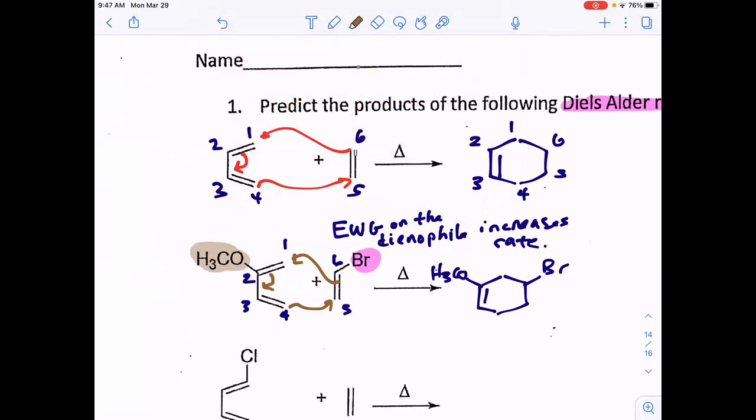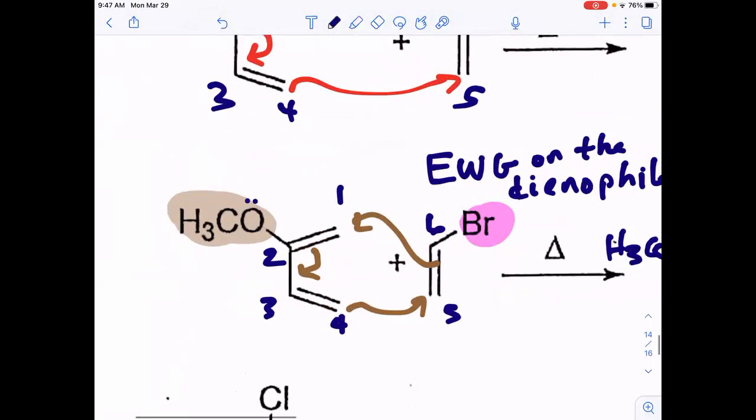And so that will be considered, and we put the lone pairs in so you'll understand. Even though you have lone pairs on bromine as well, this is not as good of a donor. And it's not even as electronegative. But when you compare the oxygen, when you put a donor on your diene, that also increases the rate.